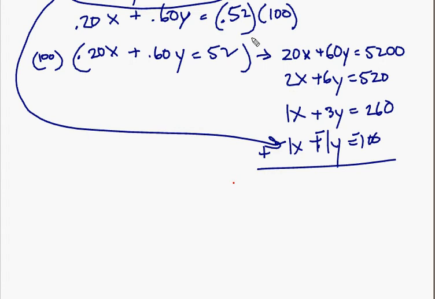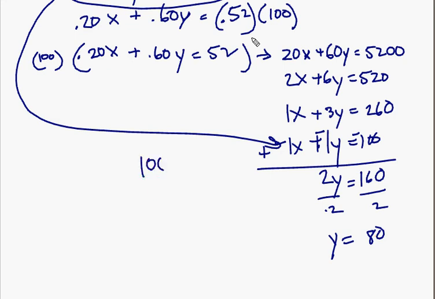Right? So what does that leave me? 2y equals 160. So therefore divide by 2, and I get y equals 80. All right. So if y equals 80, what's x then? 20. Exactly, because it's got to equal 100, right? That's the total amount of the solutions. So 100 minus 80 gives you 20. So we've got 80 milliliters of the 60% solution.